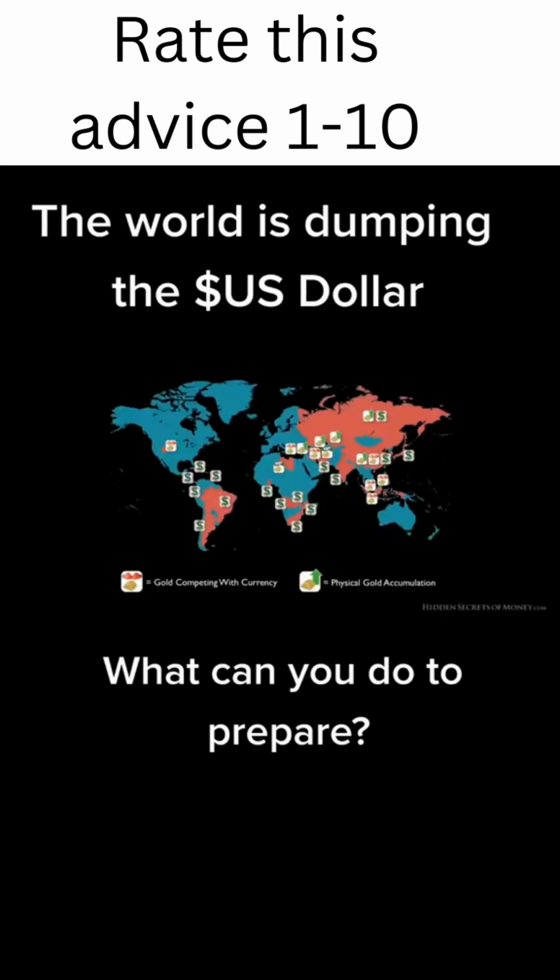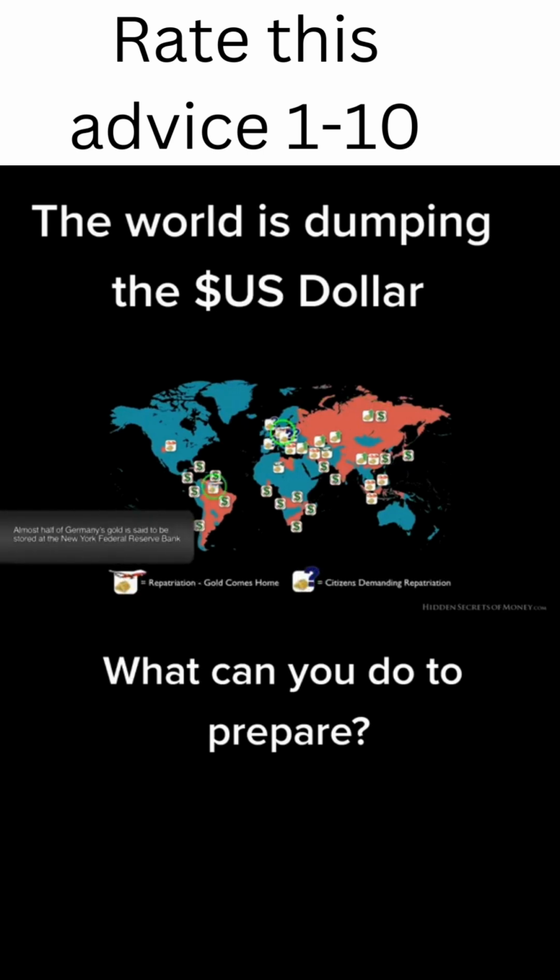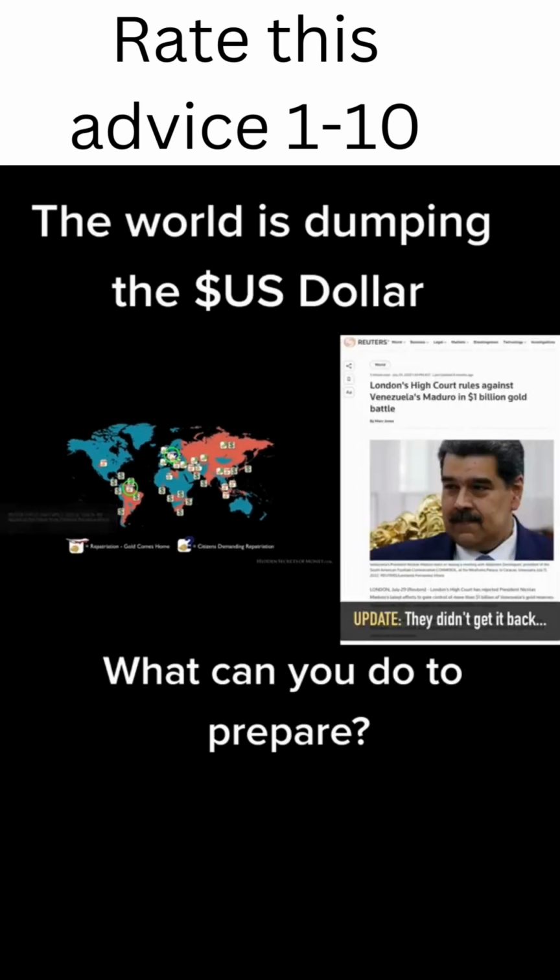And then you've got physical gold accumulation. I'll show you later that China is accumulating an immense amount of gold, but all the countries with an up arrow, that's gold accumulation. Then we have gold repatriation. Germany has been asking for their gold back, and they're getting it. Venezuela has repatriated their gold from the Bank of England.